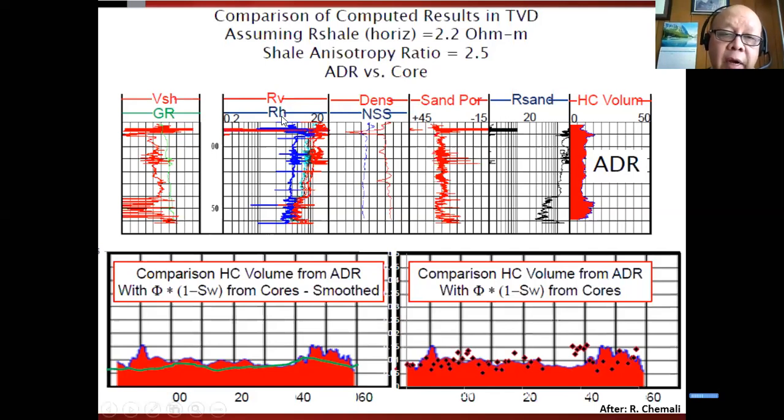So here we have RV and RH obtained from the ADR tool, and there is density and neutron, and then here is a sand porosity section and RSEN. So evaluation of the reservoir based on the ADR tool is this. When we compare the hydrocarbon volume from ADR with the core data, which has been smoothed, the solid line here, it's quite okay. But if we start looking at the core points themselves, we are matching not too bad. This probably would have been missed if we were using a standard logging tool.